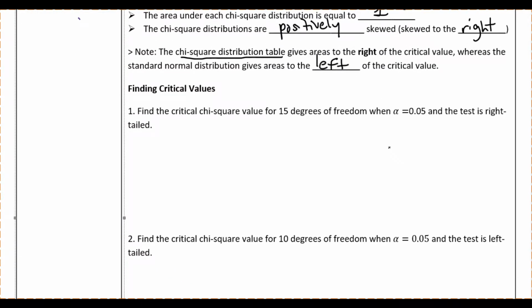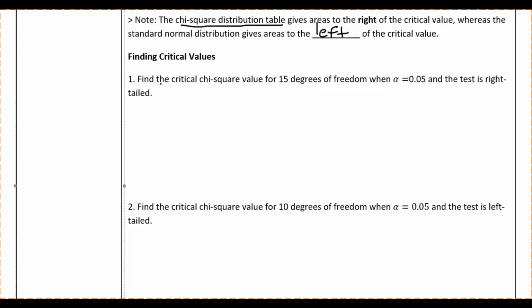All right, so we're going to practice finding critical values using the table first. So we want to find the critical chi-square value for 15 degrees of freedom when alpha is equal to 0.05 and the test is right-tailed. Now, before we actually do the problem, let me just let you know right now that the formula for the degrees of freedom is the sample size take away 1. In this case, we don't have to calculate it because they gave us the degrees of freedom. But in case they give you the sample size and you need to get the DF, this is what you would use. All right, so now they give us the degrees of freedom and the alpha, and they also gave us that it's a right-tailed test.